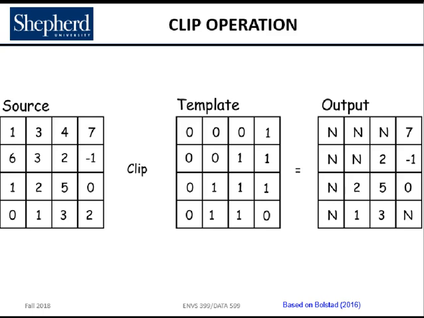Template values are typically assigned a value of 1 for those cells that are to pass through to the output, or a 0 or null value for those that are to be ignored. Output values for the clipped area are copied from the source, while output values from outside the clipped region are typically assigned a null value.